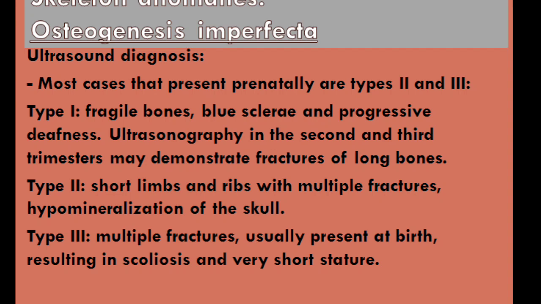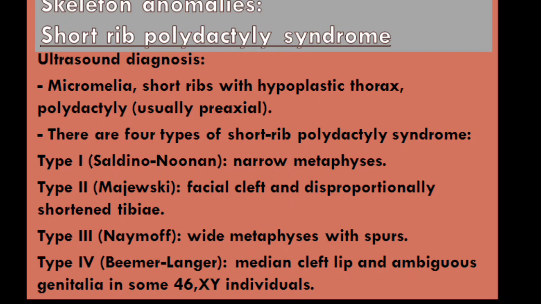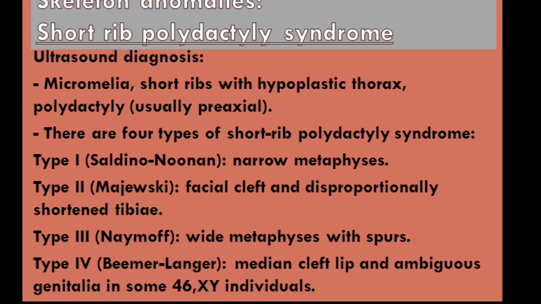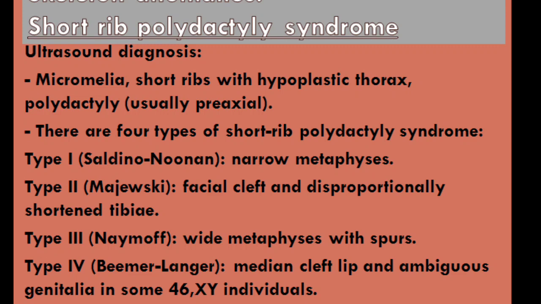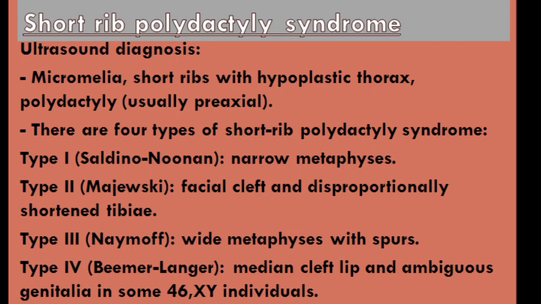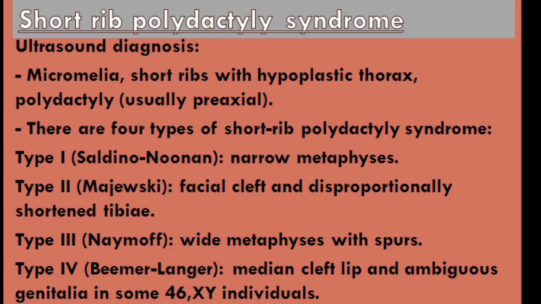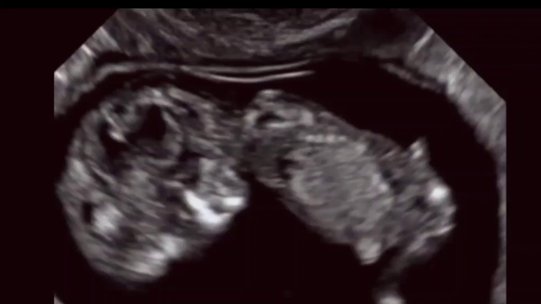13. Short rib polydactyly syndrome. Ultrasound diagnosis: micromelia, short ribs with hypoplastic thorax, polydactyly, usually preaxial. There are 4 types of short rib polydactyly syndrome. Type I, Saldino-Noonan: narrow metaphysis. Type 2, Majewski: facial cleft and disproportionately shortened tibiae. Type 3, Naumoff: wide metaphysis with spurs. Type 4, Beemer-Langer: median cleft lip and ambiguous genitalia in some 46,XX individuals.